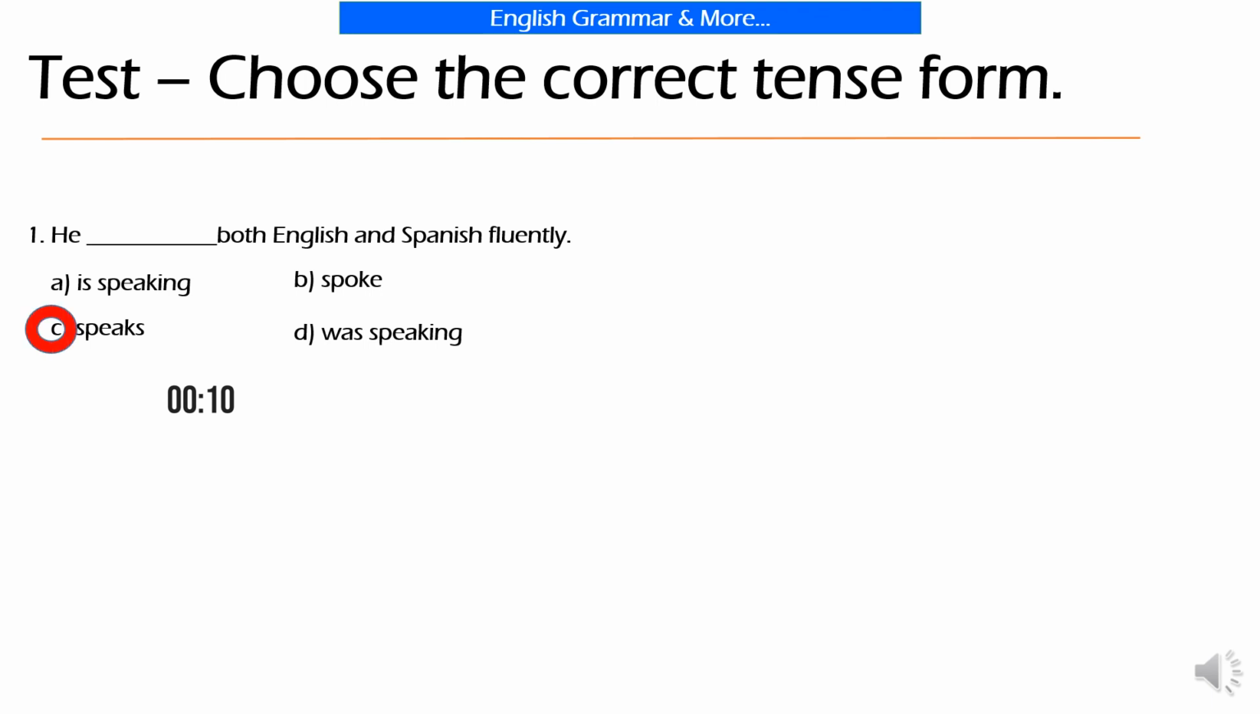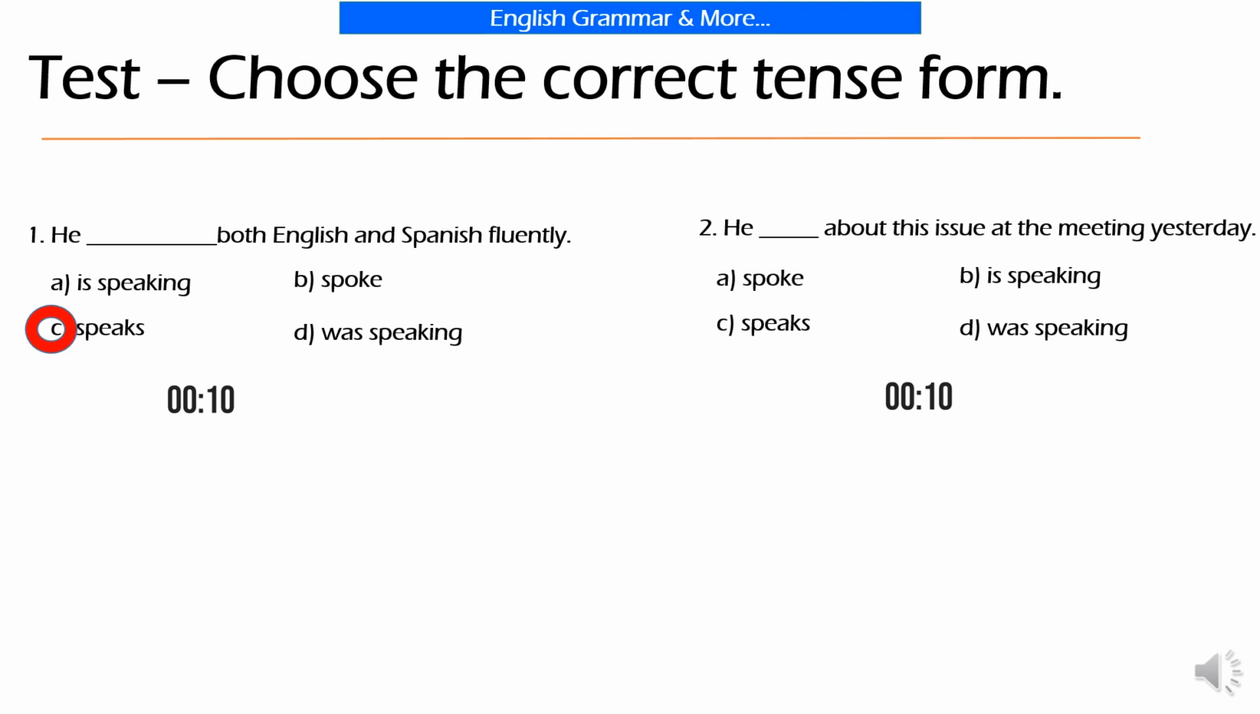The correct answer is C. He speaks both English and Spanish fluently. The reason here we chose the present indefinite tense form is because in this sentence we are talking about someone's ability to speak a language in general. Question 2.